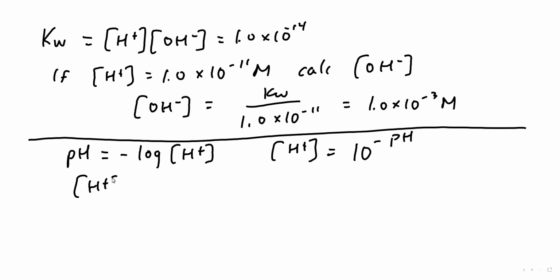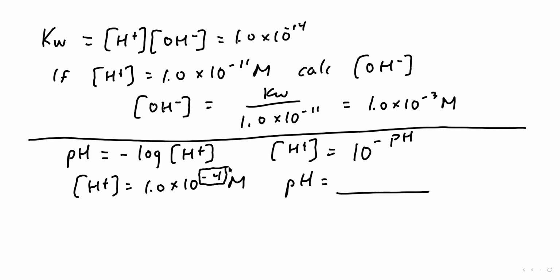If H plus is 1 times 10 to the minus 4th molar, what's the pH? And you ask yourself, all right, I'm going to take the log of 10 to the minus 4th, and you're asking yourself, to what power do I have to raise 10 to get 10 to the minus 4th? And the answer, of course, is minus 4. So then we take the negative of that value, and that gives us a pH of 4. And if the number that was given to begin with has two significant figures, that will be written with those two significant figures to the right of the decimal point. So that pH 4 is written just like that.